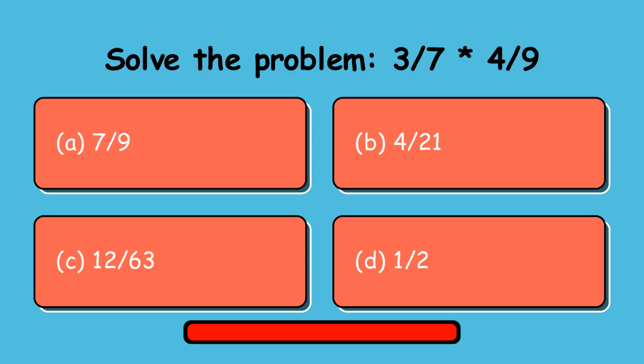You are given the fractions 3/7 multiplied by 4/9 and asked to find the correct answer. The possible solutions are A, 7/9, B, 4/21, C, 12/63, D, 1/2. You have 10 seconds to solve the problem, or pause if you need more time.